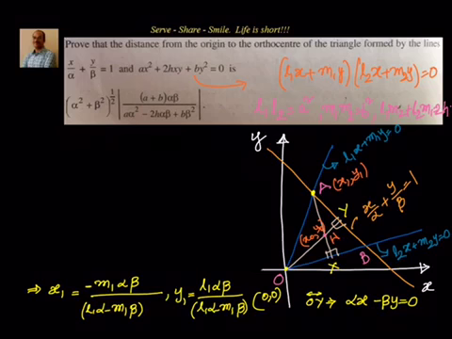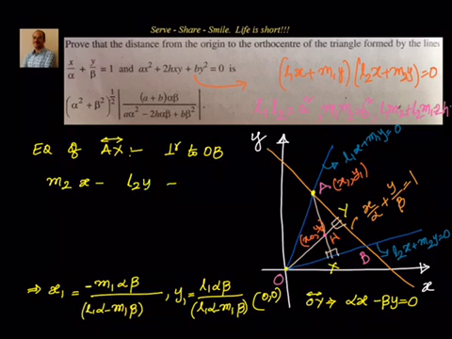So let's move. Now let's go to equation of AX. We want equation of AX. Equation of AX will be perpendicular to OB. OB is L2x plus M2y equal to 0. So AX will be of the form M2x minus L2y plus k is equal to 0. That's a simple equation which is perpendicular to given line.